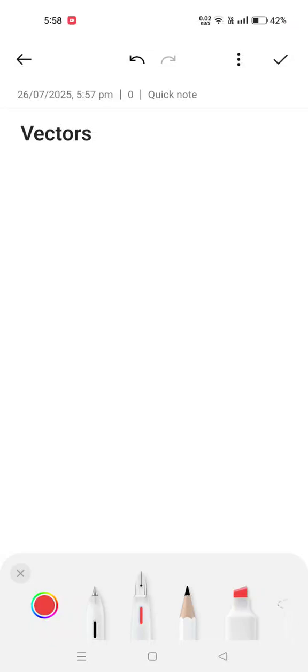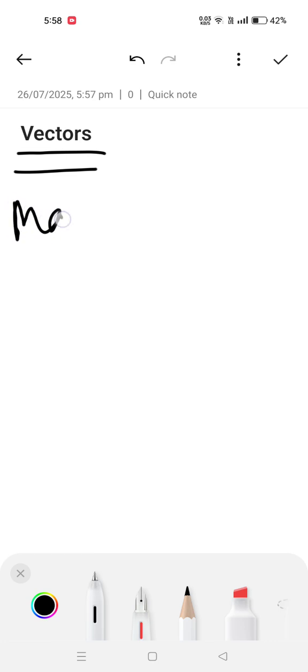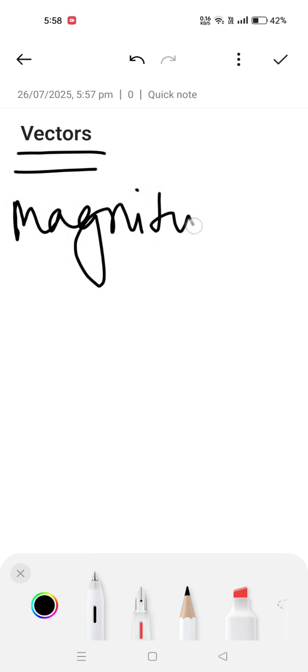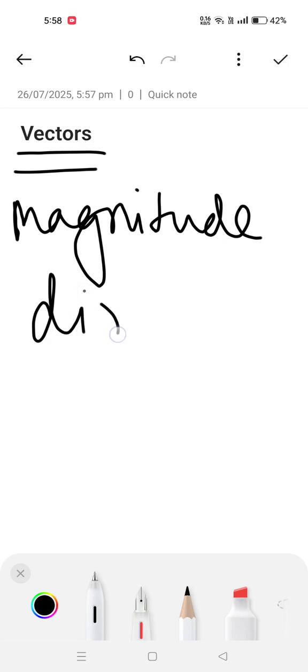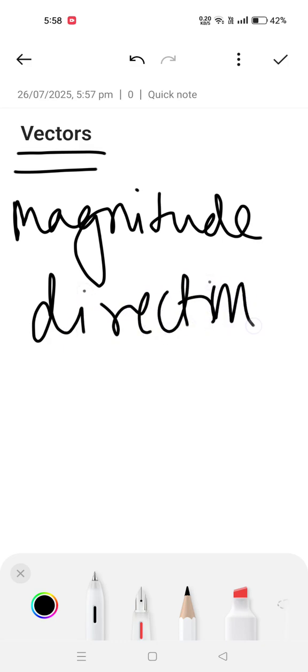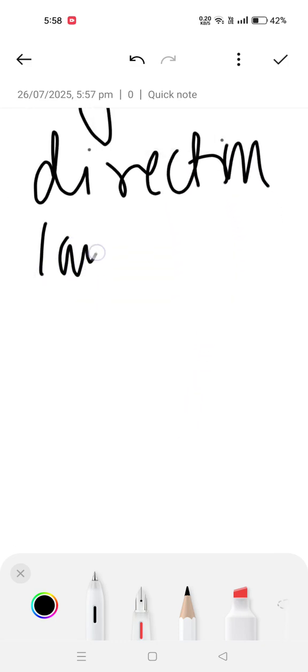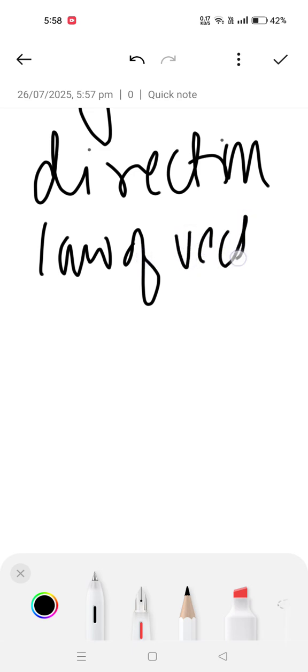Vectors mind map revision. Okay, so let's begin with vectors and its representation. Basically, vectors are those physical quantities which have magnitude and direction. So they have magnitude and they even have direction. And they follow the law of vector addition.